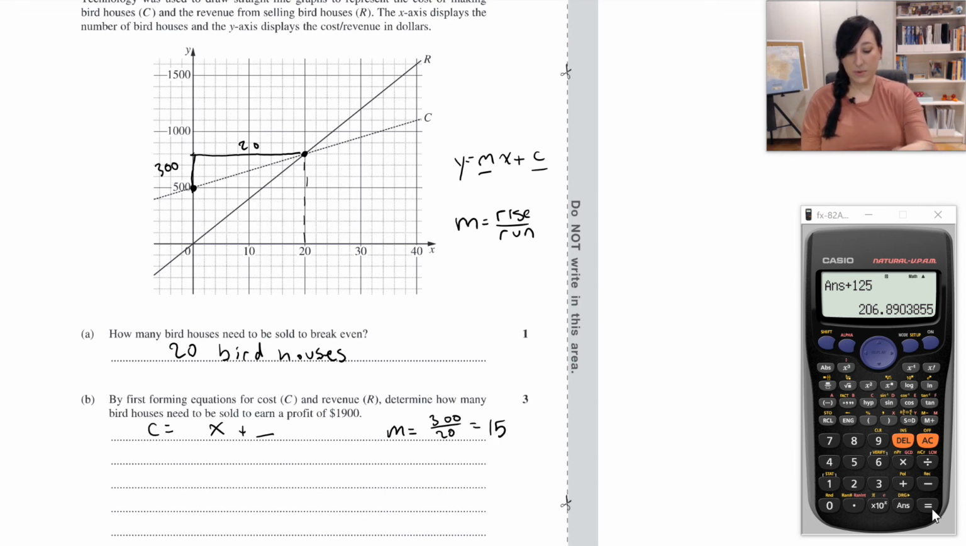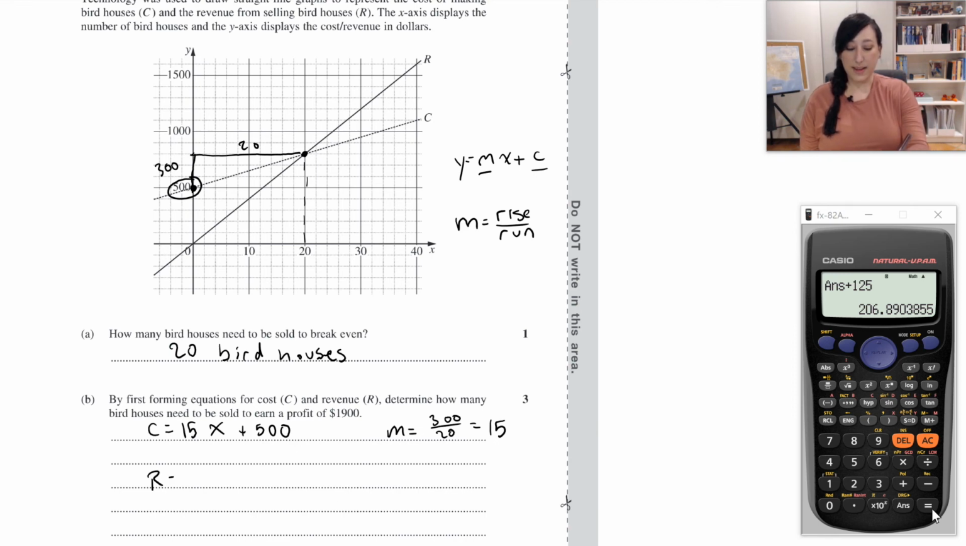So C equals 15x plus the y-intercept. The y-intercept is where the line crosses the y-axis, which we can see is 500. So we have capital C equals 15x plus 500. So that's the equation for C, the cost. Now let's find the equation for R, the revenue.